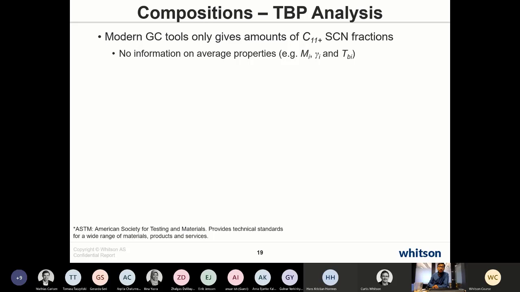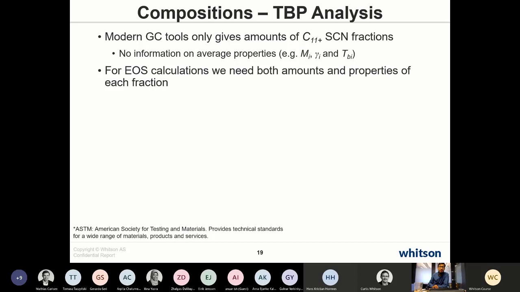From the GC analysis, the gas chromatography, you don't get any information on these physical properties. And for EOS calculations, we need both the amounts and also the properties of each fraction. That's something Matthias mentioned on the first day, that EOS models need three inputs: composition, pressure, and temperature. And there are two tables. One is the component properties, and we need this. This information can be very helpful in estimating the properties of those heavy fractions.